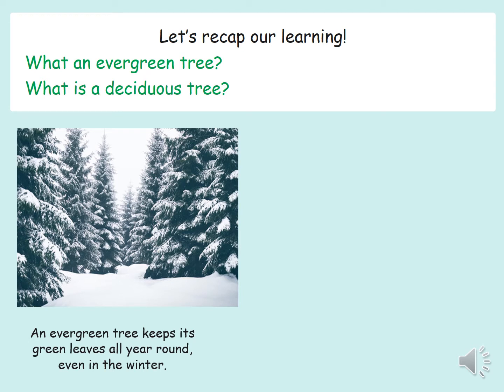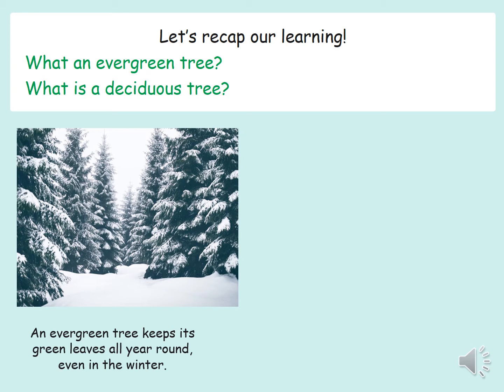So have a look at the picture on the screen. You will see that these trees all look a little bit like Christmas trees. We call them Christmas trees, we group them, but the actual proper name is called a fir tree. So all of these trees on your screen are fir trees. And we know that they are evergreen because, as you can see, it's snowing, which means that it must be winter and all the green leaves are still on the tree.